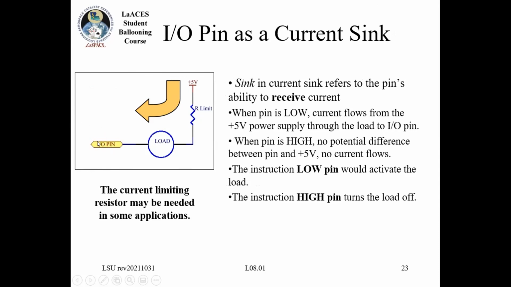But the big difference here is when I turn my IO pin low, now I have a path from 5 volts through the limiting resistor, through the load, to ground, right? So I turn this pin low to turn on the load, and I turn the pin high to turn off the load.